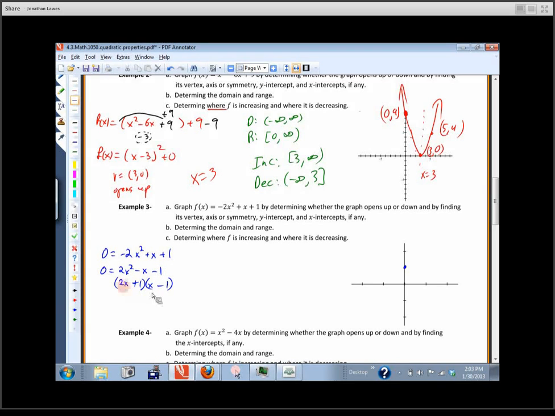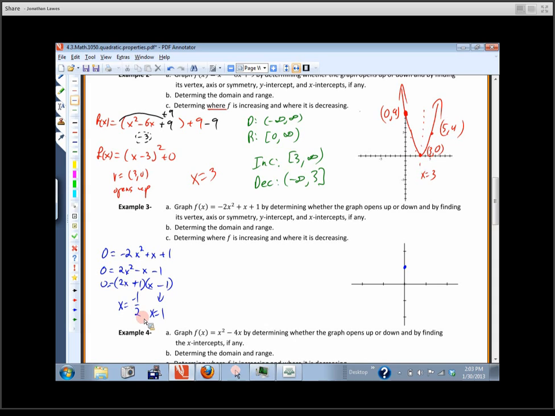That makes a 2x squared. That makes a minus 1. This is a 1x and a minus 2x. So that does give us negative x in the middle there. Now, my question for you is, remember we're trying to find x-intercepts. What's the x-intercept that comes from this one? This would be 1. What's the one that comes from this one? Negative 1/2.